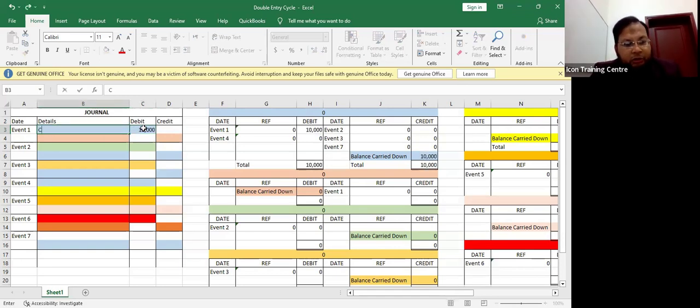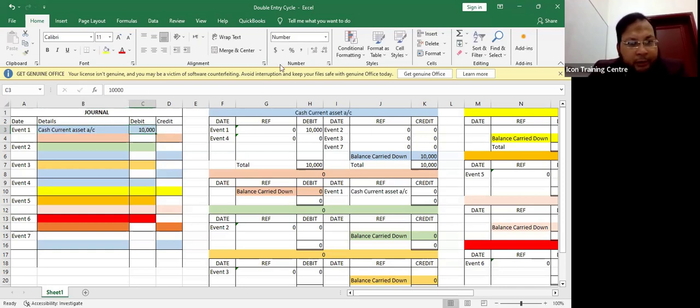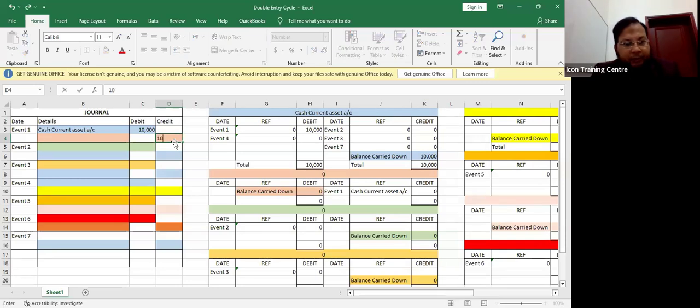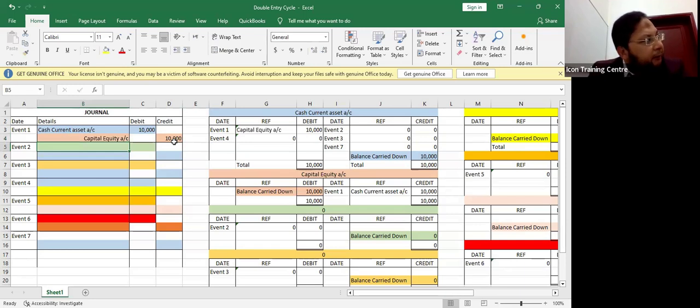And cash asset, cash, current asset account, debit, right? And then you see here capital equity increase, so it is credited, right? So here we will put 10,000 as capital equity account. This will be the double entry.